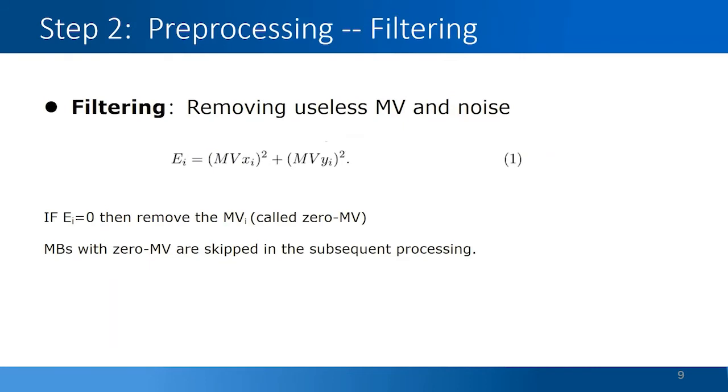Step 2 is MV processing. We first utilize MVs like zero MV. Zero MV is defined as an MV whose energy is equal to 0. MBs with zero MV are skipped in the subsequent processing. The energy is calculated as in equation 1.